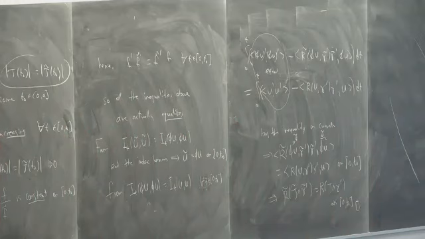On Wednesday, I'll restate the Rauch comparison theorem. Obviously, we're done with the proof. We're never going to look at the proof again. And I'm going to talk about two applications of it. And then we will probably move on to chapter 11. Okay, any questions?